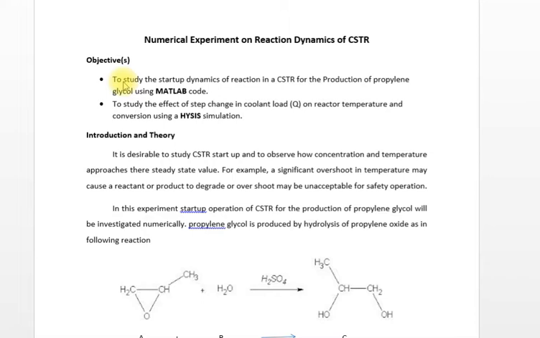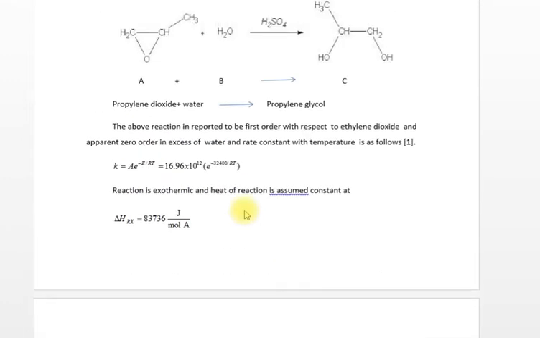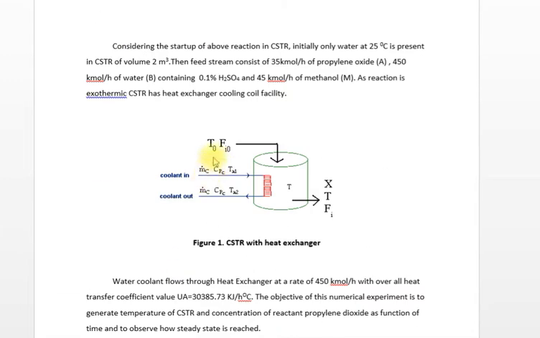I'm going to explain how to perform this experiment using MATLAB. So first of all, objective number one is to study the startup dynamics of a reaction in a CSTR. Our reaction is this: propylene oxide reacts with water to give propylene glycol. We will study this in a CSTR. We want to simulate the dynamics of how we start. The information is given here.